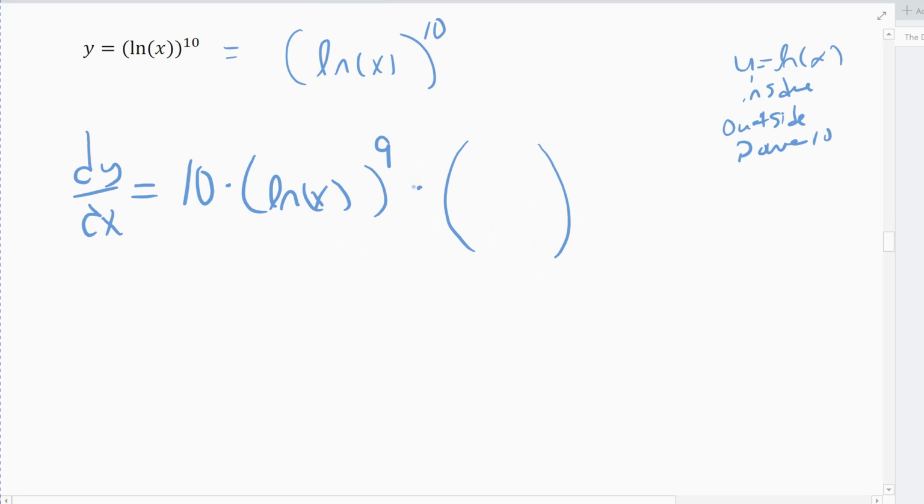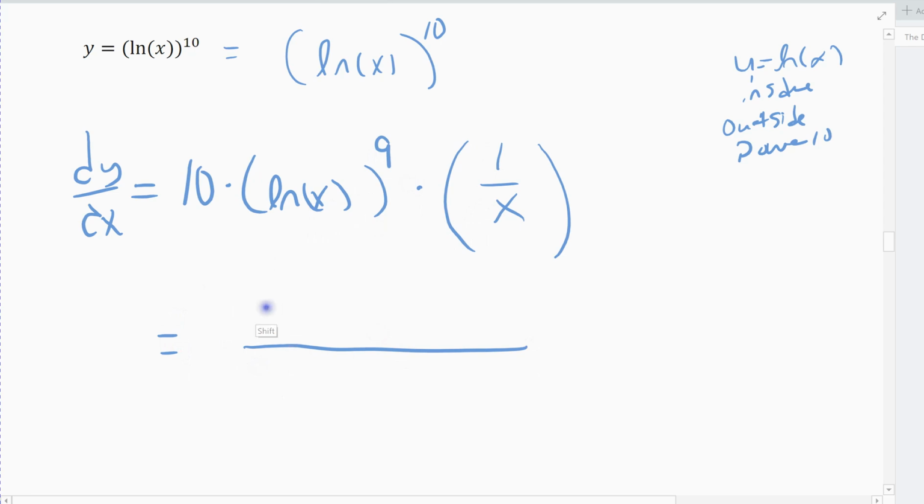Well, now I take the derivative of the inside, which is the natural log, and that's going to be 1 over x. And so the derivative is 10 natural log of x raised to the 9th times the derivative of the natural log, which is 1 over x. And it's fine if you leave it like this. You could write it as a single fraction if you wanted to.